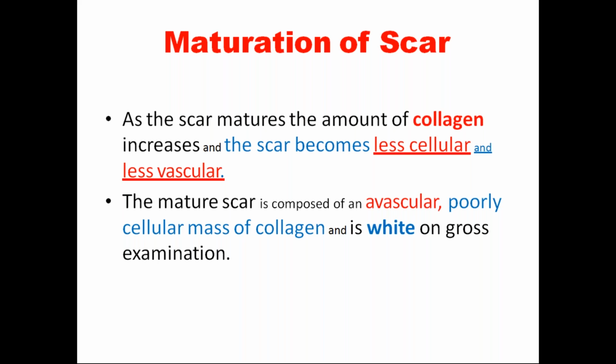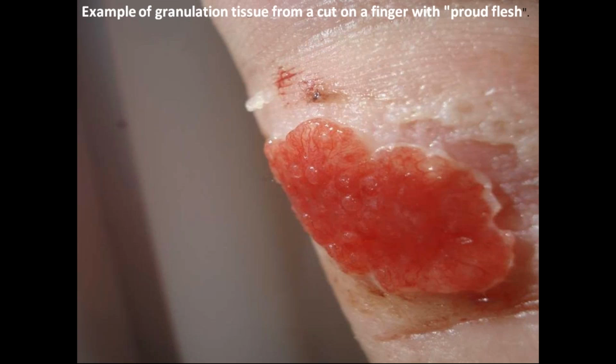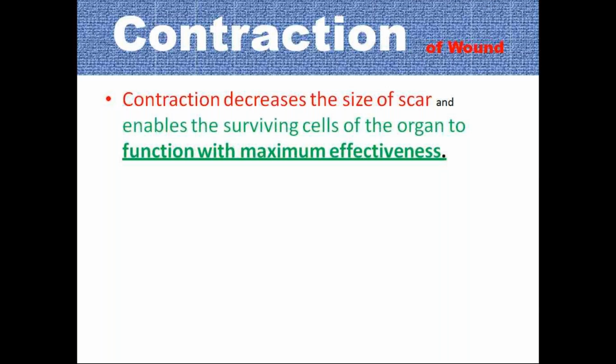Coming to the maturation of the scar, as the scar matures, the amount of collagen increases and the scar becomes less cellular and less vascular. The matured scar is composed of an avascular, poorly cellular mass of collagen and is white on gross examination. Formation of an excessive amount of granulation tissue which protrudes above the level of the surrounding skin is called proud flesh. This is an example of proud flesh.